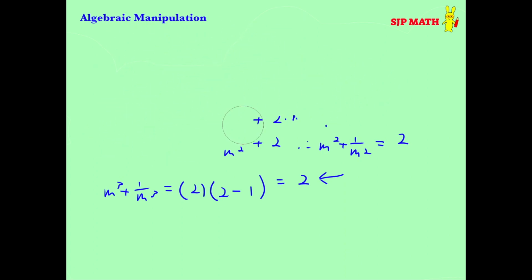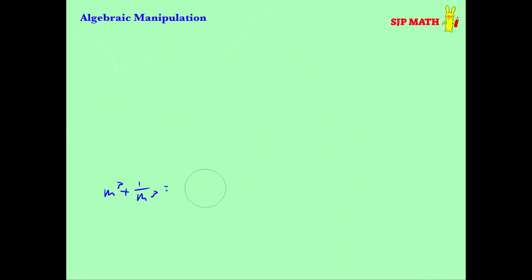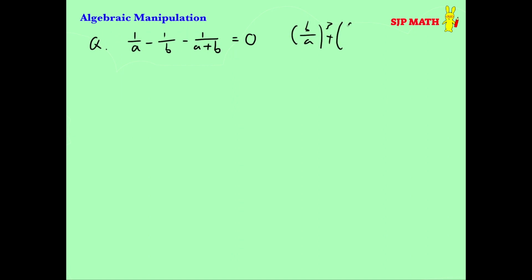So yes, that was a simple problem, and now we're going to try a bit more mixed problem. Not mixed, but less simple than this. So the problem is, now I'll just give you the given conditions first, because I think that will make more sense. We're given that 1 over a minus 1 over b minus 1 over a plus b equals 0. The problem asks you to find this.